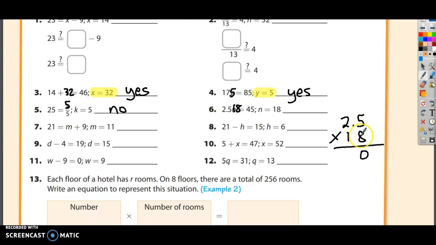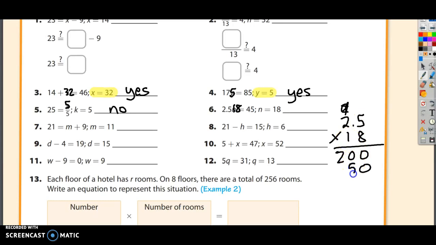Okay, 8 times 5 right here. 8 times 5 is 40, so I put the 0 and carry the 4. Oh, wow. The technical difficulties are back. 8 times 2 is 16, plus 4 is 20. Now I'm going to annex a 0 before I start multiplying.